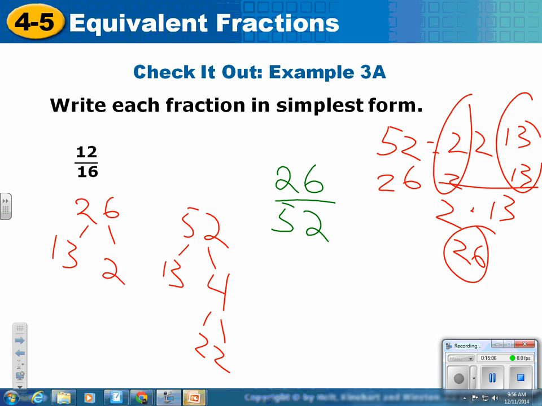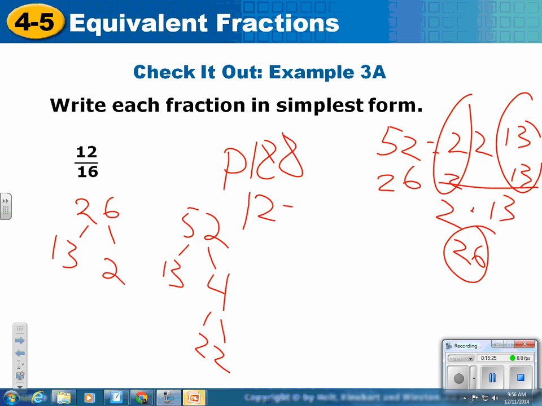Okay? These are the kind of problems you're going to do on your homework. I tell you, use greatest common factor when simplifying. Your homework is written up on the board. It's page 188, 12 to 48 even.